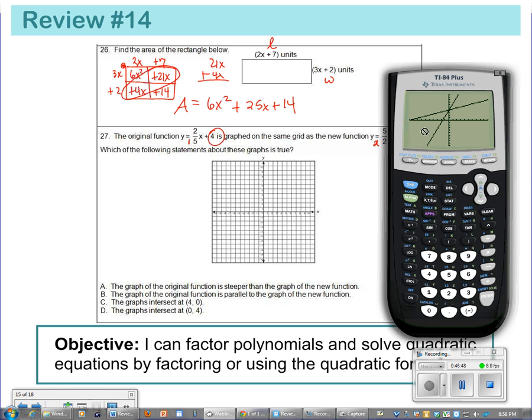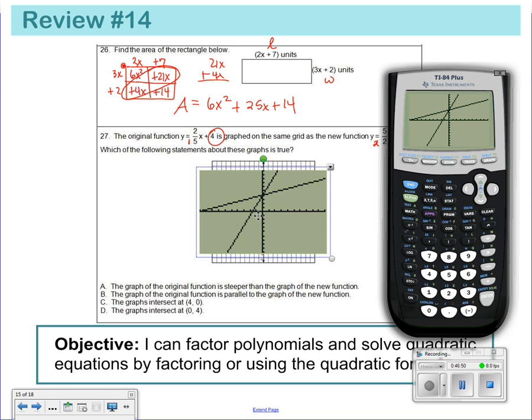So I'm going to do a little trick, which I wish you could do. I know you can't, but I wish you could. But that way I can, so this is what y1 should look like if I was to graph it. And then this is my y2, what it looks like if I was to graph it. So let's look. It says the graph of your original function, that's going to be what I put in y1, is steeper than the graph of the new function. Steeper means more vertical. Well, I can look and see that y2 is more vertical than y1, and so this is a false statement.